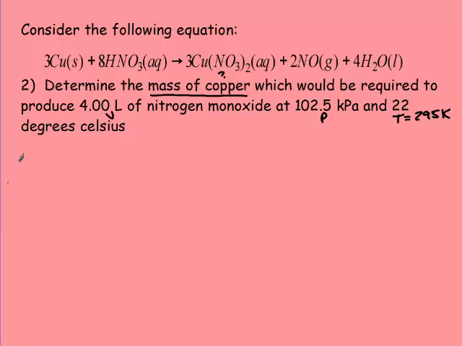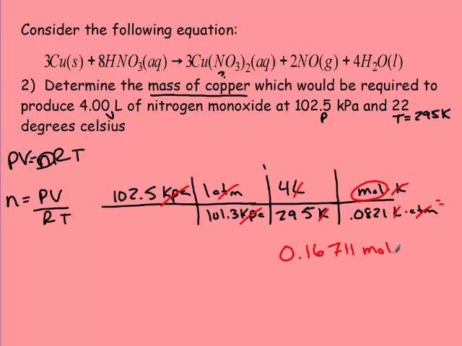So go ahead and do PIVNERT and solve for N. Restart when you have your answer for N. So you should have gotten 0.16711 moles. Notice this says volume of nitrogen monoxide. So this is moles of nitrogen monoxide. So now we're going to take those moles of nitrogen monoxide and convert to grams of copper. Restart once you've got grams of copper.